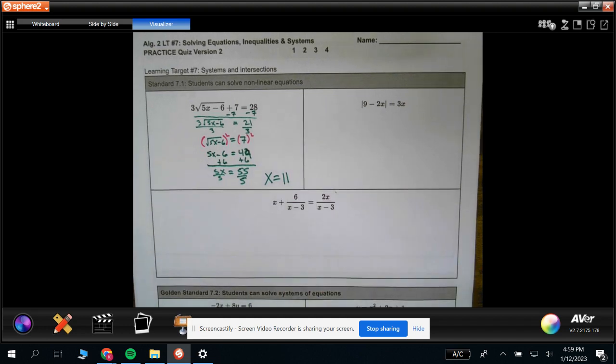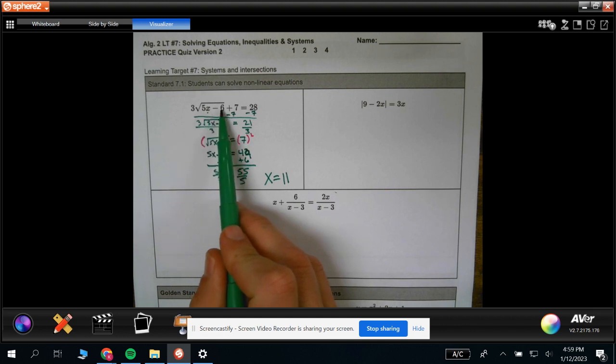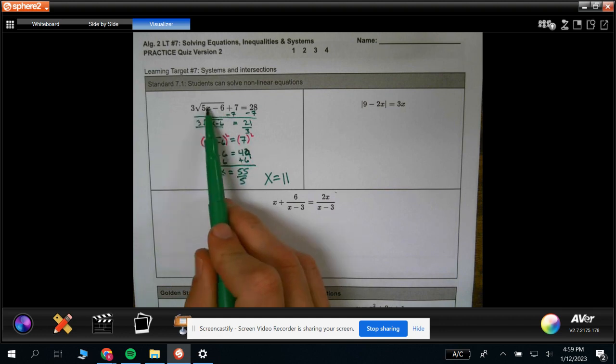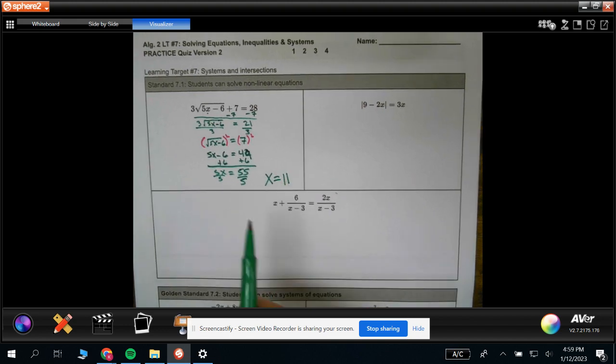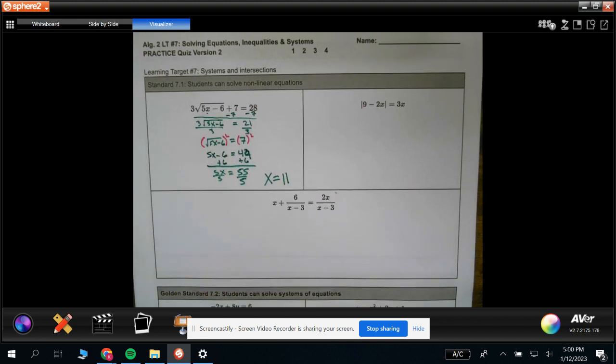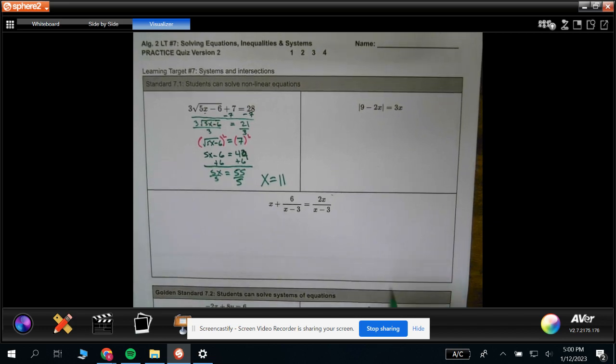Now, we need to check and just be careful. Is x equals 11 an extraneous solution? Plug it back in. 5 times 11 is 55, minus 6 is 49. Positive 49. The square root of that is 7. 3 times 7 is 21, plus 7 is 28. Careful if you get some negative numbers down here. You want to go back and check and make sure they work. That's a square root. Let's go on to absolute value.